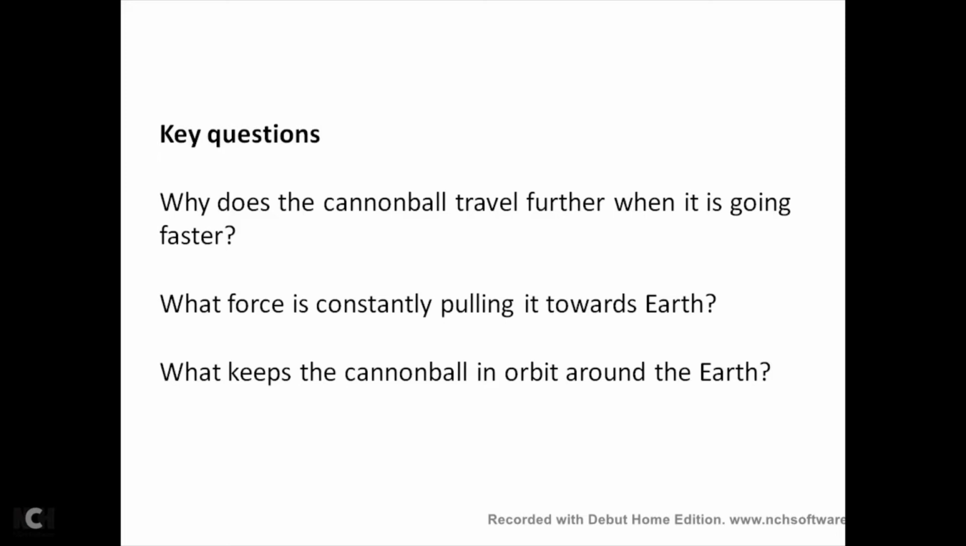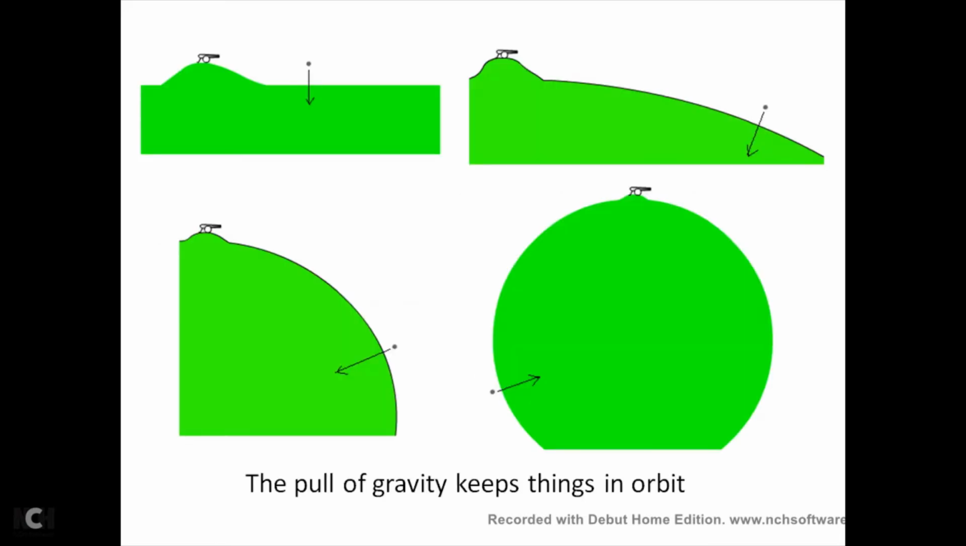So, you've watched the animation of the cannonball, and here are a few questions to think about. Why does the cannonball travel further when it's going faster? What force is constantly pulling it towards the earth? Otherwise it wouldn't fall towards the earth. And then what keeps the cannonball in orbit around the earth?